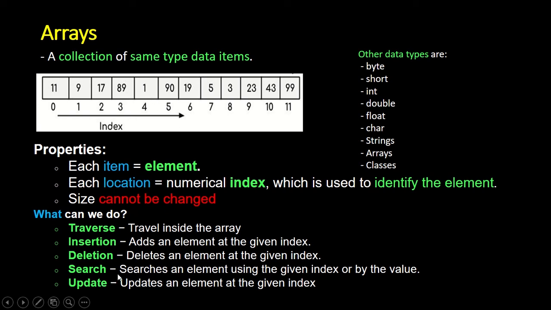We can also update, which updates an element at the given index. So let's say at index 4, you wanted to change the 1 to 5. First you find the index, then you change the element to 5. That's how we do it. It's the same with search.